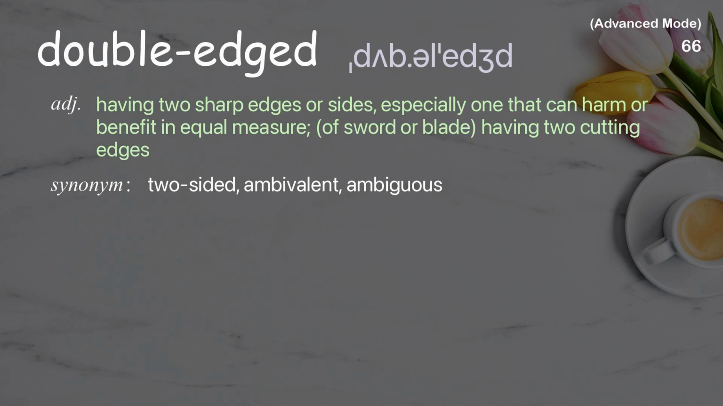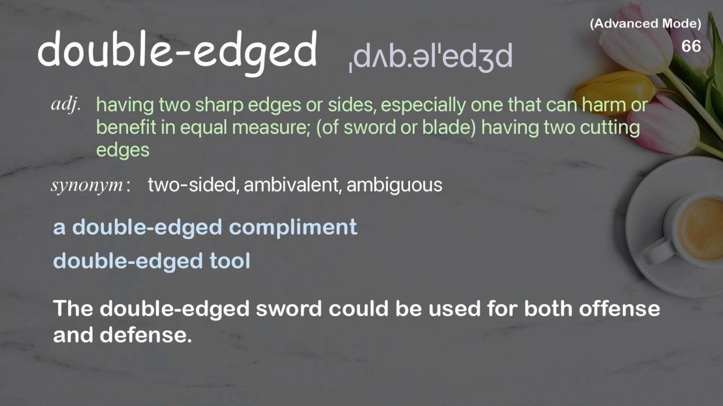Double-edged. Having two sharp edges or sides, especially one that can harm or benefit in equal measure. Of sword or blade, having two cutting edges. Examples: a double-edged compliment. Double-edged tool. The double-edged sword could be used for both offense and defense.